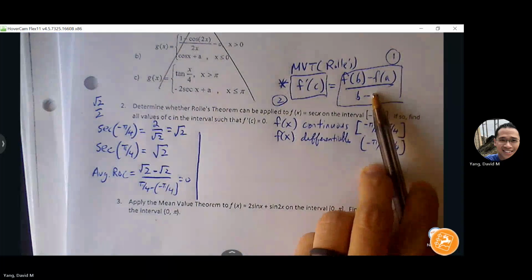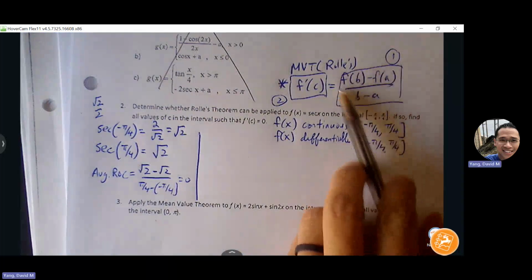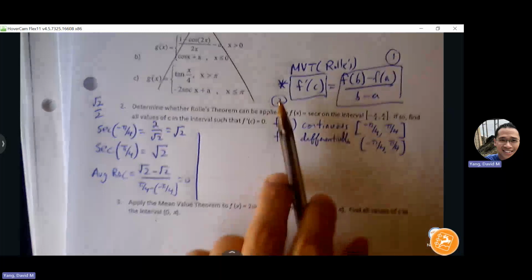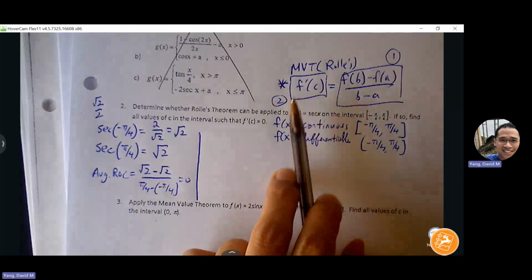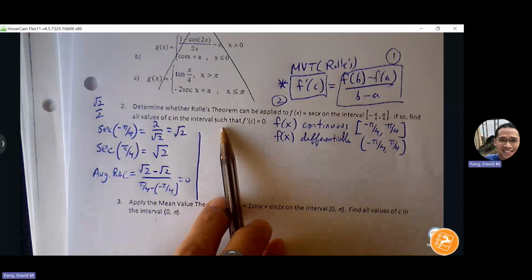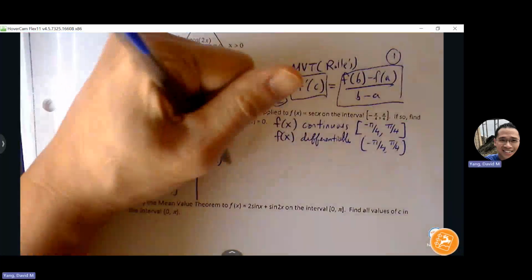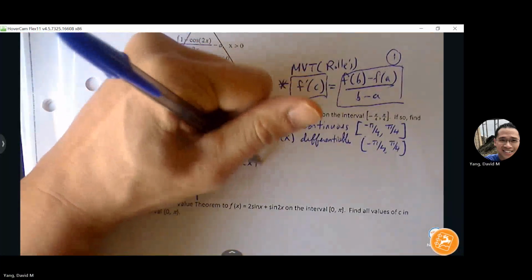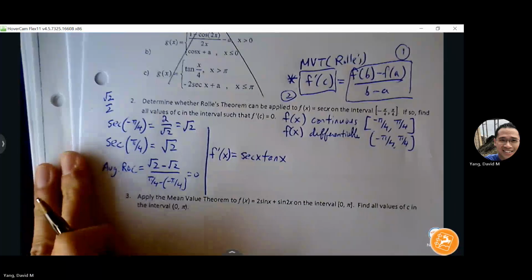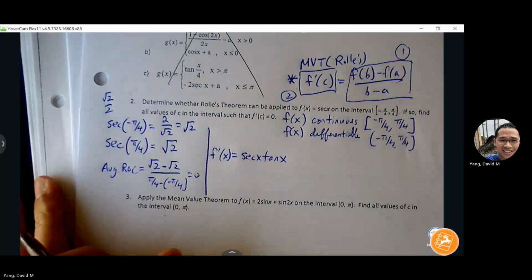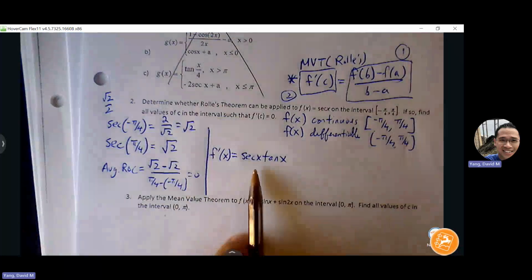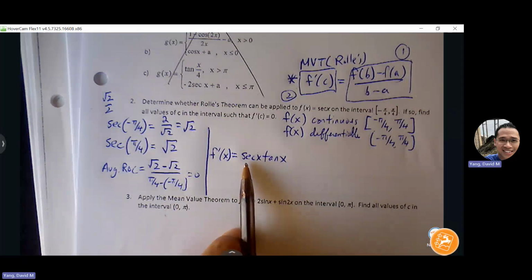Okay, so the algebra portion is done. Let's move on to the derivative, the calculus portion. So now let's find the derivative of secant. What's secant's derivative? Secant x tangent x. Now we're going to set this equal to 0. Maybe it's a little easier to think in terms of sine and cosine than in terms of secant and tangent, and it also allows us to merge things a little better.